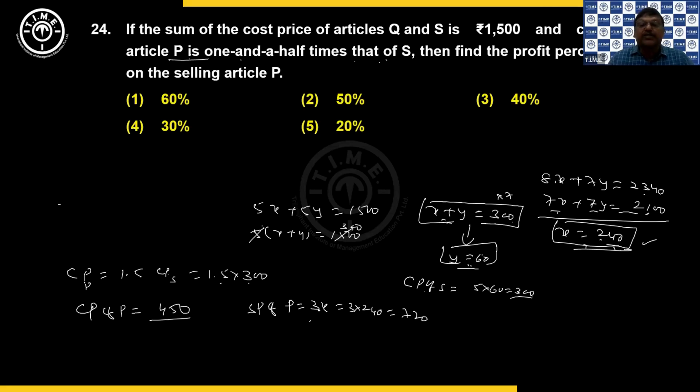Students, cost price of P is 450, right? Selling price is 720, so what is the profit? Selling price minus cost price. 720 minus 450, 270 is the profit.